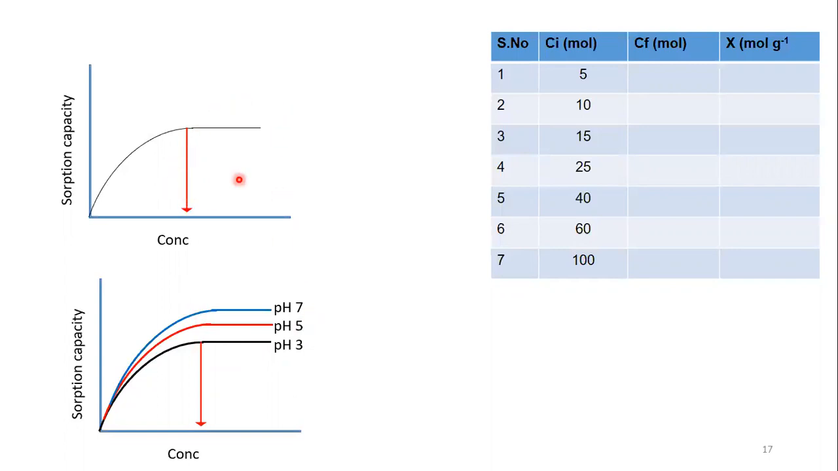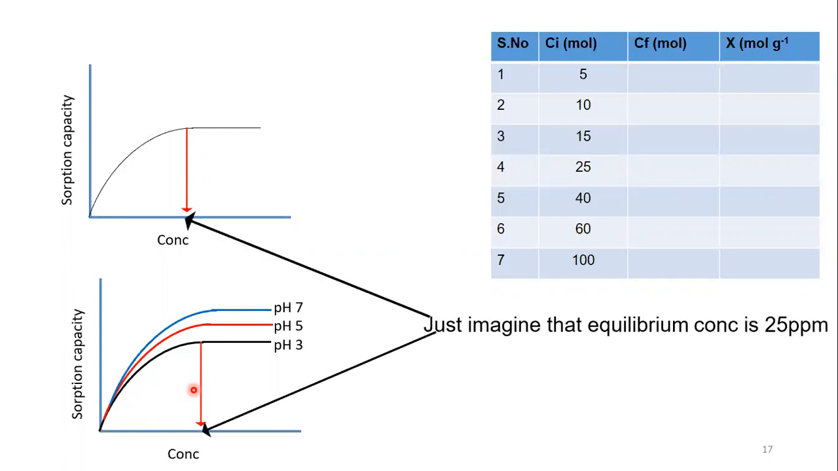Here you observe that we have only performed at pH 7, but the same is the case if we are using pH 5, equilibrium does not change. Even if we are using pH 7, equilibrium does not change. Okay, so that's a kind of study that's very important, just to tell us up to which concentration the equilibrium is established. Just imagine that the equilibrium concentration is 25 ppm. That's just a hypothetical value.